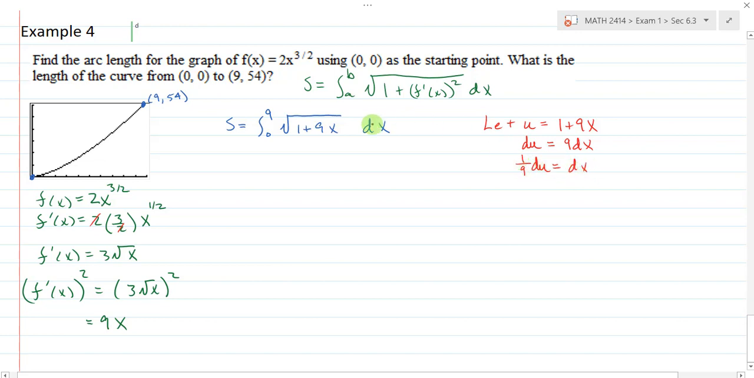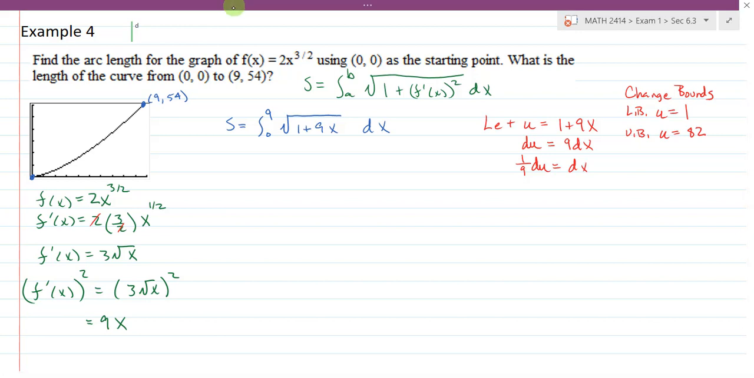Now this is what I'm going to plug in place of dx. In place of the radicand, I'm going to plug in u. Do I keep my bounds the same? No. If you're going to change your variable of integration, you want to change your bounds. That way you don't have to go back to the original variable. So here's how we change our bounds. To get our new lower bound, I take my u substitution and I plug in the old lower bound in place of x. So that's going to be 1 plus 9 times 0, which is 1. My old upper bound was 9, so my new upper bound is going to be 1 plus 9 times 9. So that would be 82, because 9 times 9 is 81 plus 1 is 82.